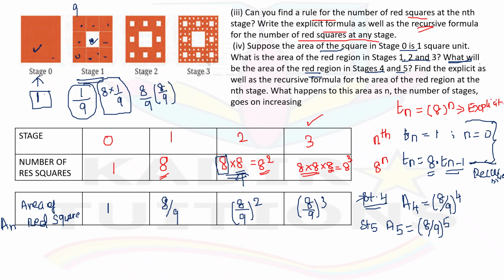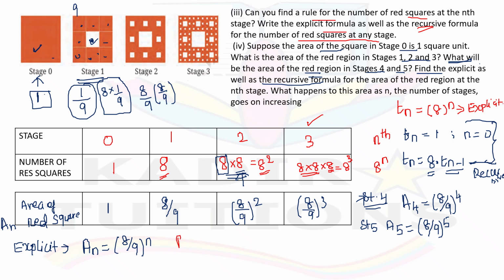So now coming back to the next question. Find the explicit as well as recursive formula. So what is the explicit formula for this? So it's just the nth term, that's it, right? So explicit is equal to, so what we have taken the variable A n. So A n is equal to 8 by 9 to the power n. So this is our explicit formula.